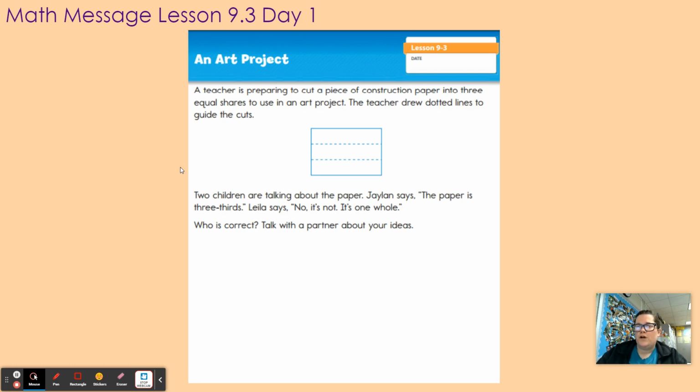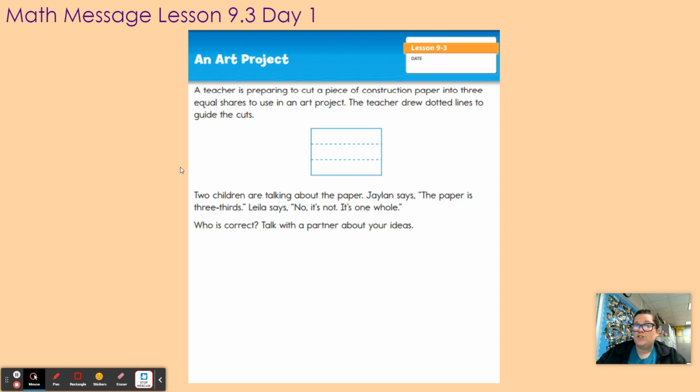Now, 2 children are talking about how their teacher cut this paper or drew lines to know where she would cut this. Now, Jalen says that the paper is cut into 3/3, and Leela says, no, it's not. It's still one whole piece of paper. So who is correct?